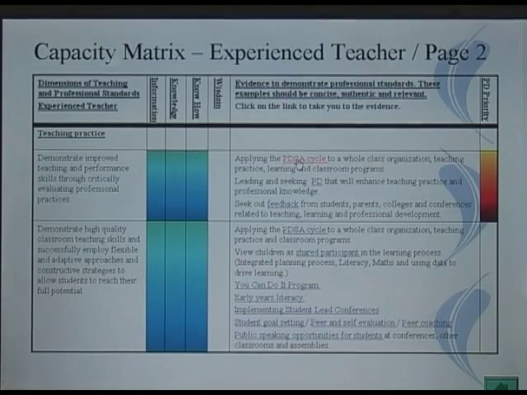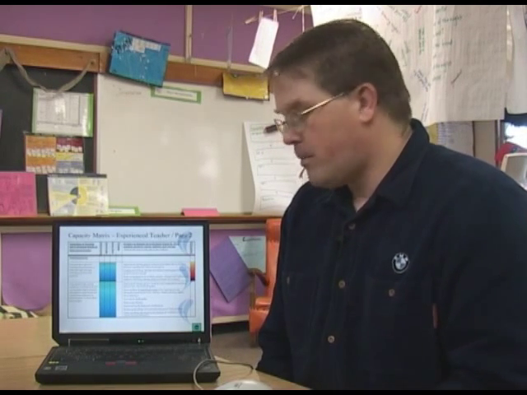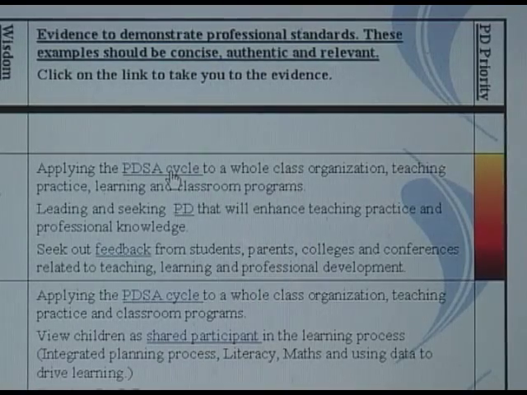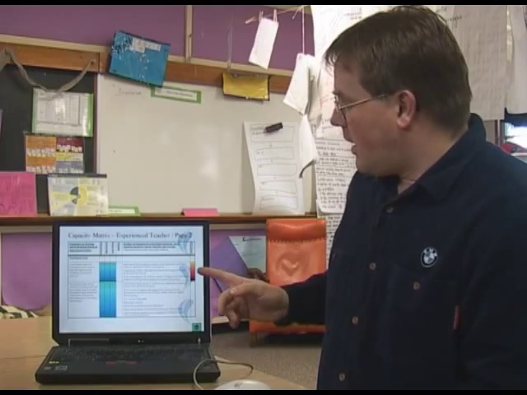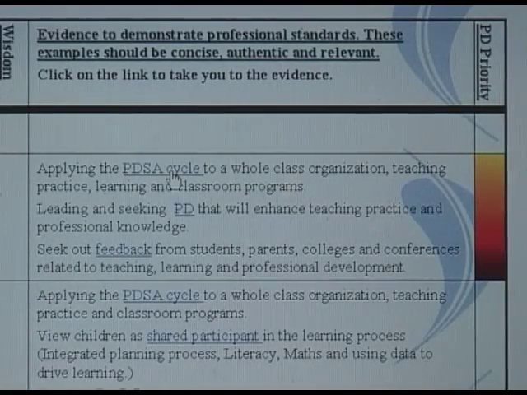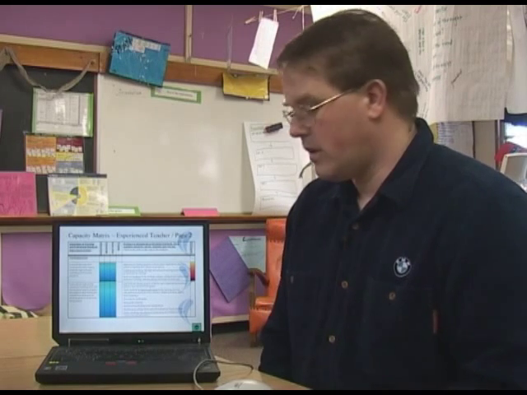The most important part of this is actually the larger section, which demonstrates the evidence that we've collected over the year or over the previous years that actually relate to the outcomes that we're trying to achieve. The first one is that I'm applying the PDSA cycle in the classroom to help organisation and teaching. The far column here is a PD priority, and that indicates that that is one of the areas that I'm trying to concentrate on.